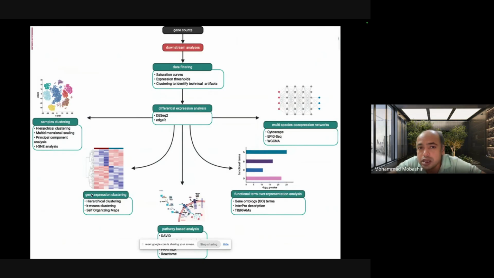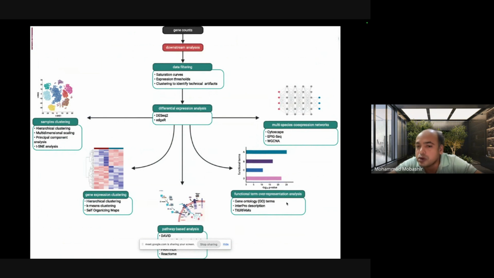Once you calculate the differentially expressed genes, you can think about, using either DESeq2 or edgeR, sample clustering, hierarchical clustering, multidimensional scaling, principal component analysis, or t-SNE. Or you can also think about multi-species expression networks, Cytoscape, EPIC, WGCNA. Then you can go for gene expression clustering, hierarchical or k-means clustering, self-organizing map, or afterward, you can move on to functional term overrepresentation or functional enrichment analysis.